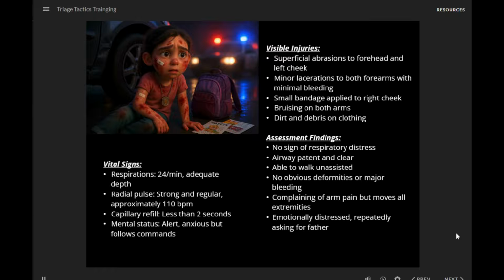Vital signs: respirations, 24 per minute, adequate depth, radial pulse, strong and regular, approximately 110 beats per minute, capillary refill, less than 2 seconds, mental status, alert, anxious but follows commands, visible injuries, superficial abrasions to forehead and left cheek, minor lacerations to both forearms with minimal bleeding, small bandage applied to right cheek, bruising on both arms, dirt and debris on clothing. Assessment findings: no signs of respiratory distress, airway patent and clear. Able to walk unassisted, no obvious deformities or major bleeding, complaining of arm pain but moves all extremities, emotionally distressed, repeatedly asking for father. Click Next to continue.